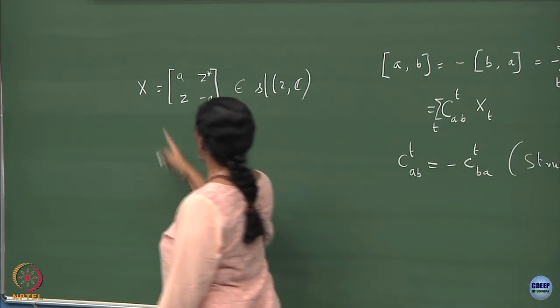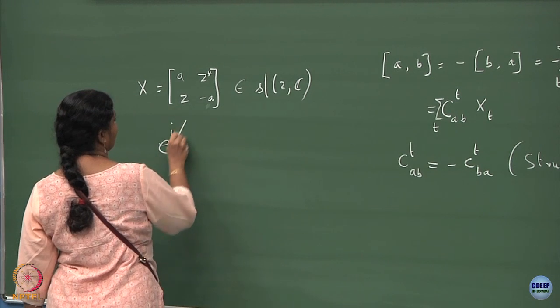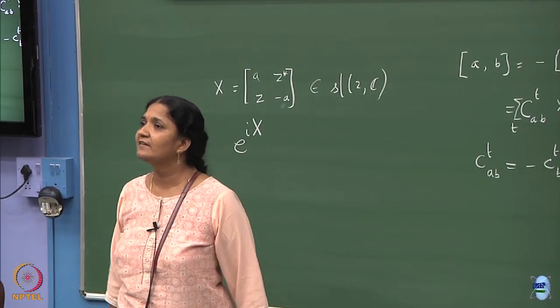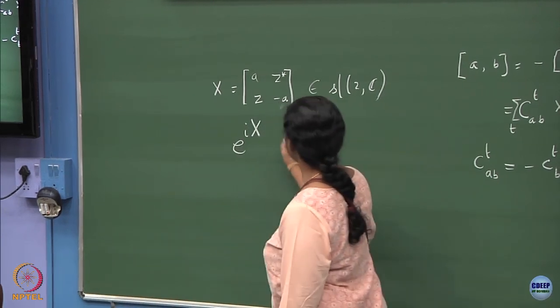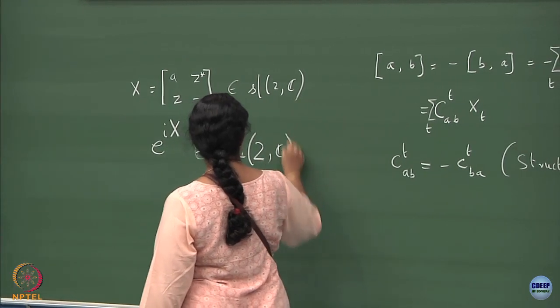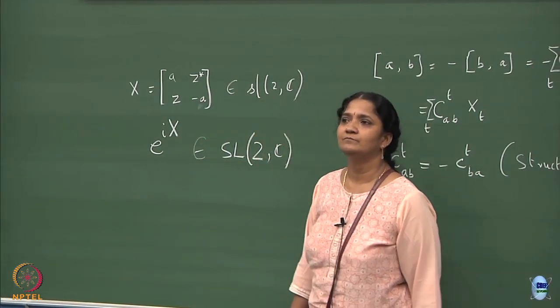Now I want to exponentiate this. Let us take one element. I am just taking an exponential of that, and I want to say that this is an element of the group SL2C.